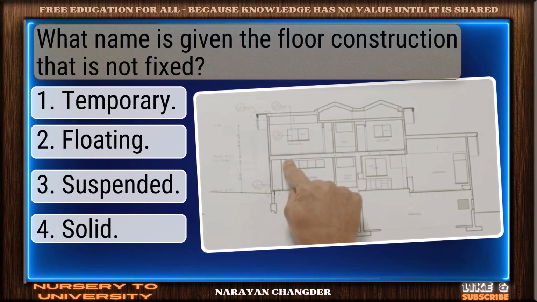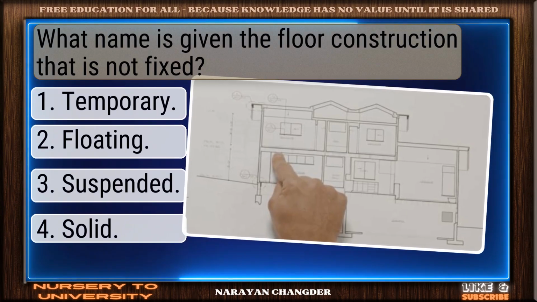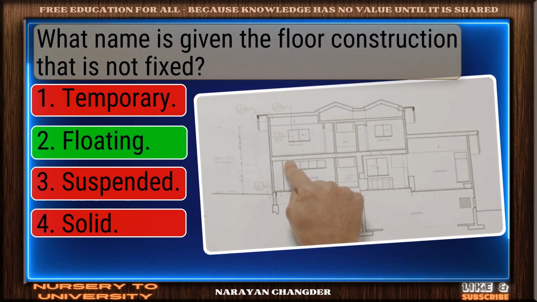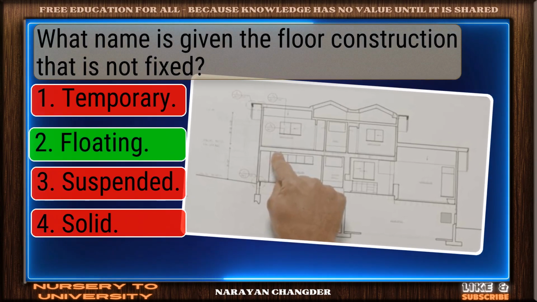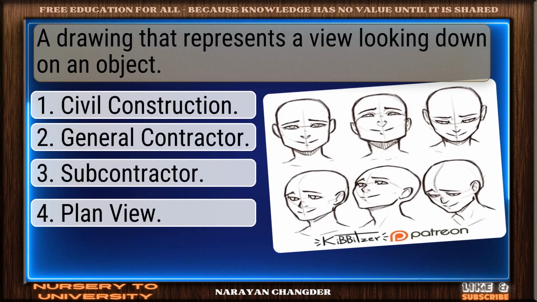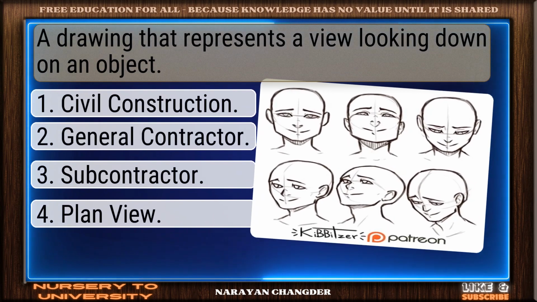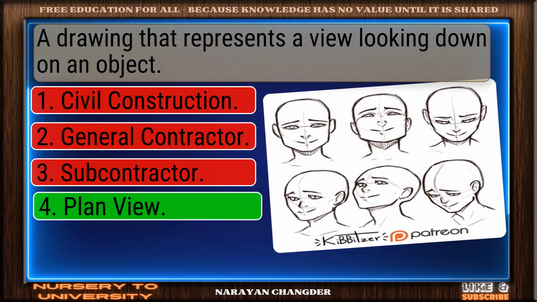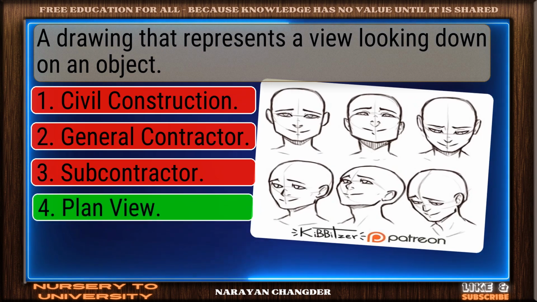What name is given to the floor construction that is not fixed? Excellent choice. Floating is the right answer. A drawing that represents a view looking down on an object. Correct. Plan view is the right answer.